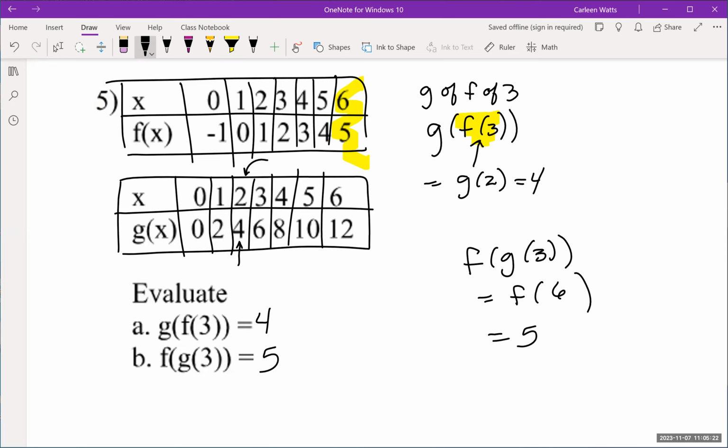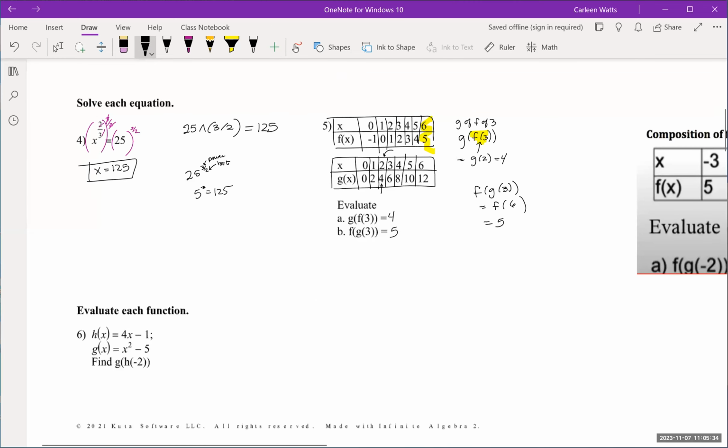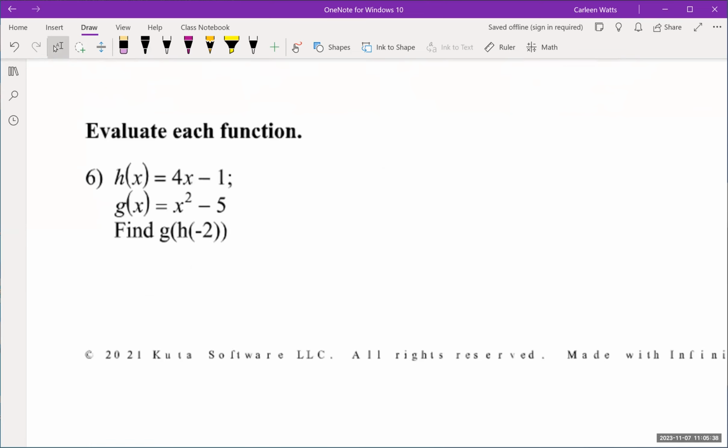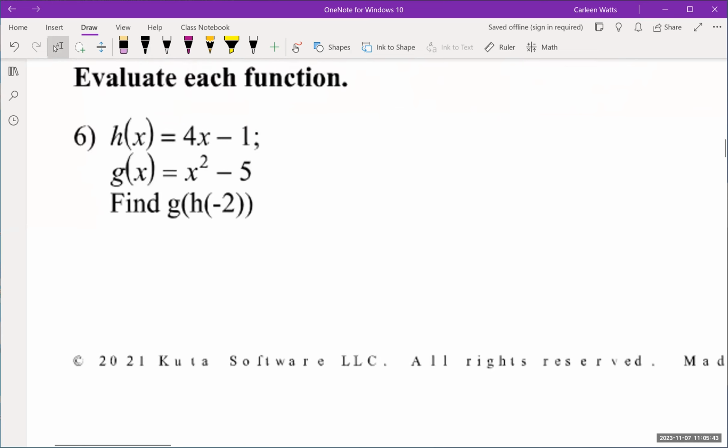Okay, now if you want to see someone else do a similar problem, you can look at the videos, the notes. Or if that's confusing, we can talk about it at the end. Okay, number 6. All right, equations, not tables. Okay, so G of H of -2. G of H of -2.